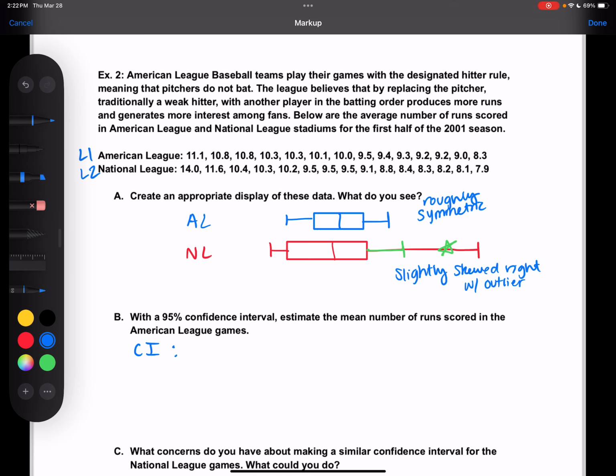So this would be a T interval, and we're doing American. I don't even know what it asked me for in order, but it's data, then the list, frequency, and confidence. I think it was something like that. Close enough. I didn't write it down before I did it. So then I get 9.34 to 10.27.